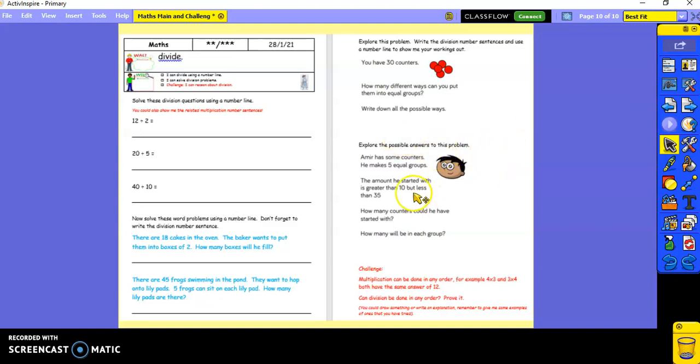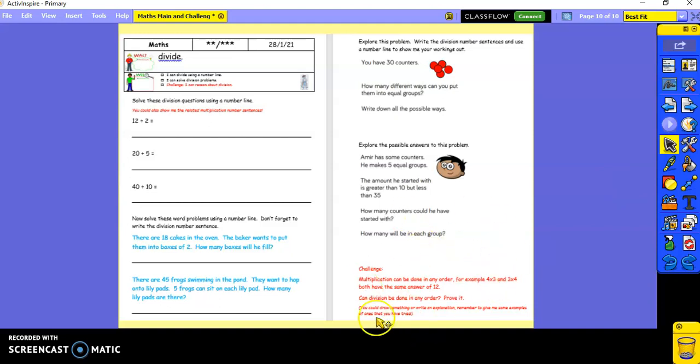Then the second one, explore all the possible answers to this problem. So again, you might need to do this on another piece of paper. So Amir has some counters. He makes 5 equal groups. The amount he started with is greater than 10, but less than 35. How many counters could he have started with? How many will be in each group? So there's a few different steps to this problem here, and I'd love to see all the different solutions that you come up with. Remember, show me them on a blank number line. There's not a lot of space here. Probably do it on another piece of paper, as I said.